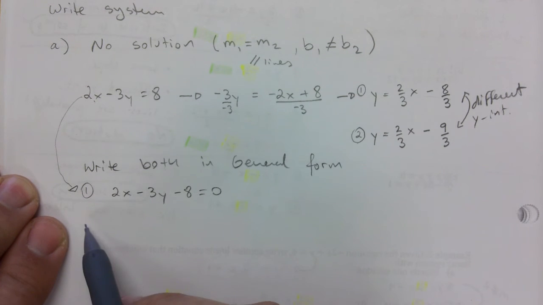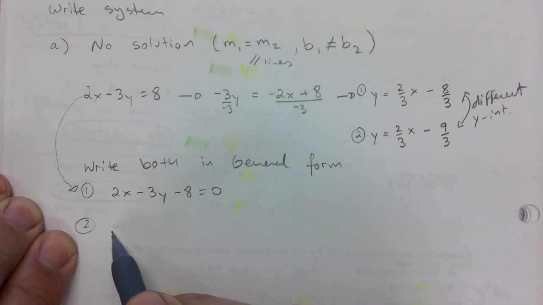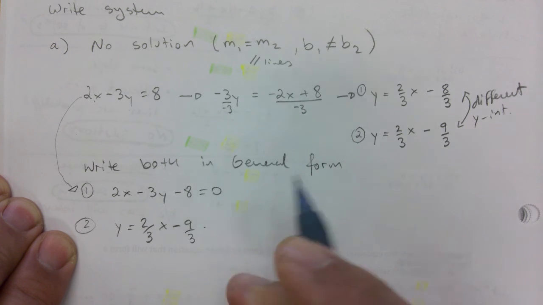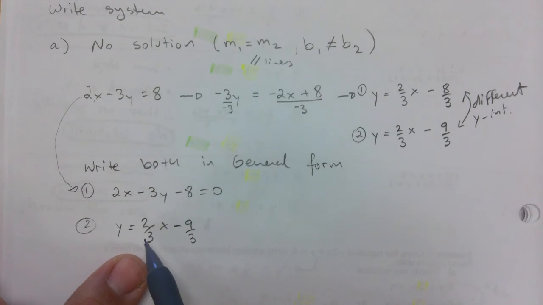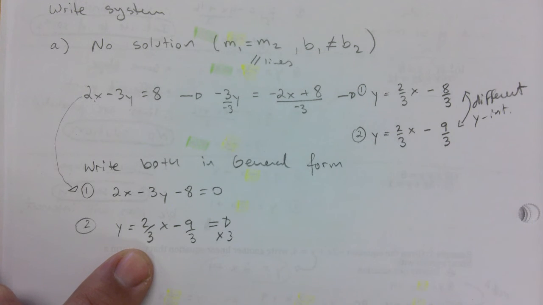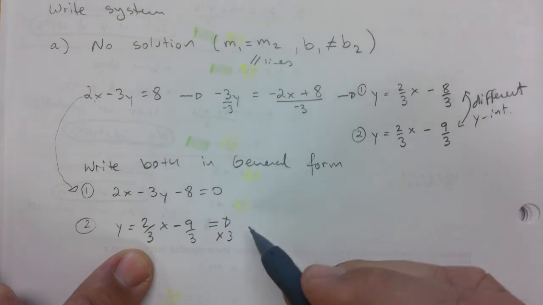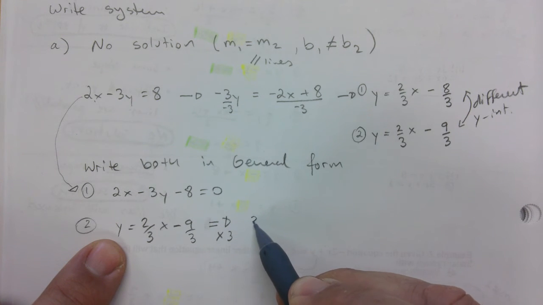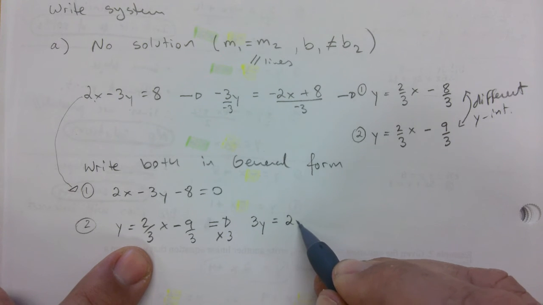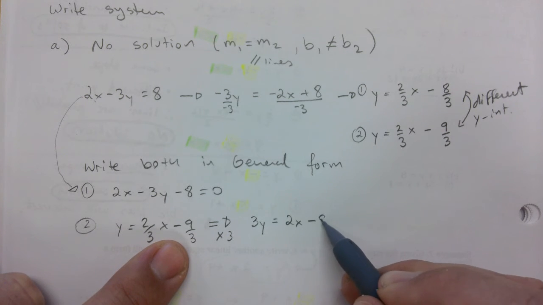And then the second one, I'm going to go y is equal to 2/3 x minus 9/3, like that. And I'm going to just manipulate this whole thing. I'm going to multiply by 3. In this case, it makes sense to multiply everything by 3 because we don't want fractions, right? So that gives you 3y is equal to 2x minus 9, like that.